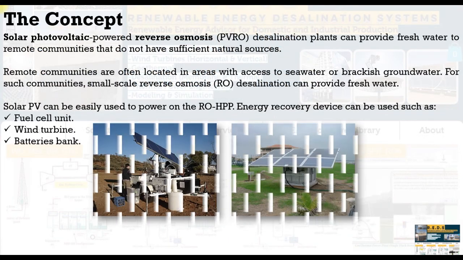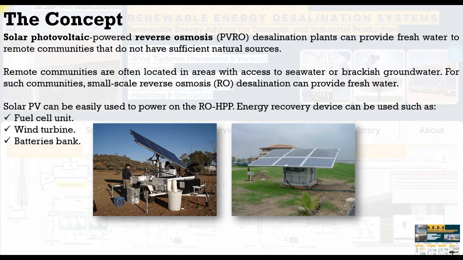The main concept is that solar photovoltaic powered reverse osmosis desalination plants can easily provide fresh water to remote communities that don't have a sufficient natural source of fresh water. Remote communities are often located in areas with access to seawater, brackish water, or groundwater and so on. For such communities, a small scale of reverse osmosis can provide fresh water. Even for large scale, photovoltaics can serve such a desalination technique.